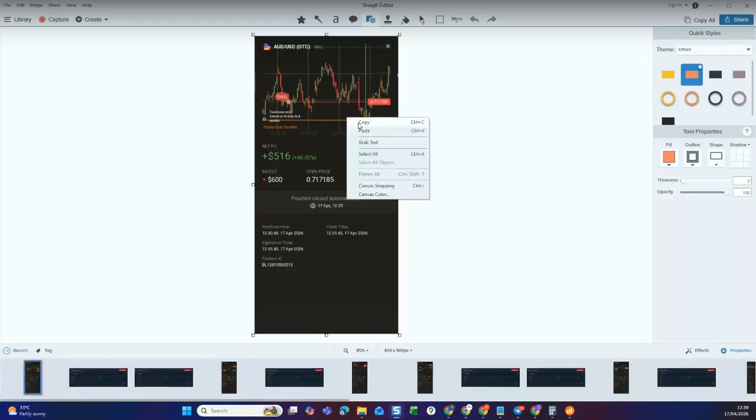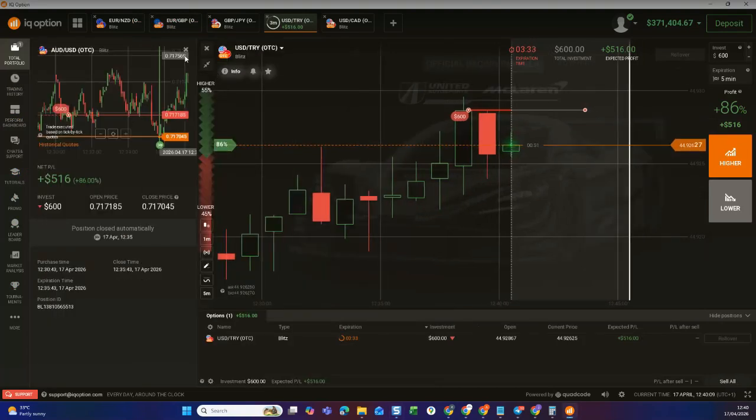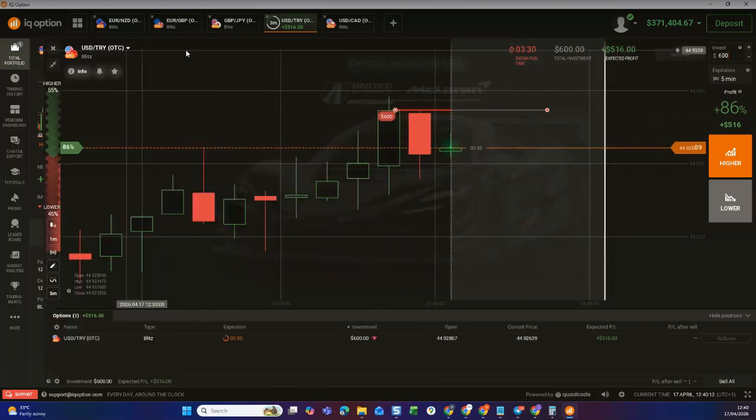So here we have the next one, which is $516 profit also. So let's go. What is going on with this trade? Okay, we still have it running. So let's go. And we have about 3 minutes and 30 seconds to go.